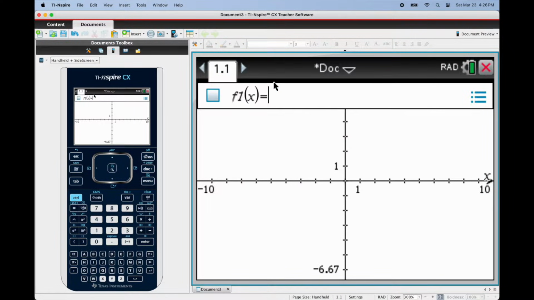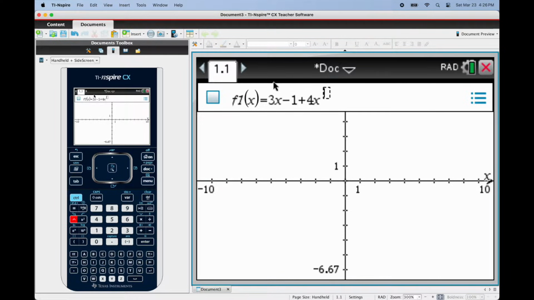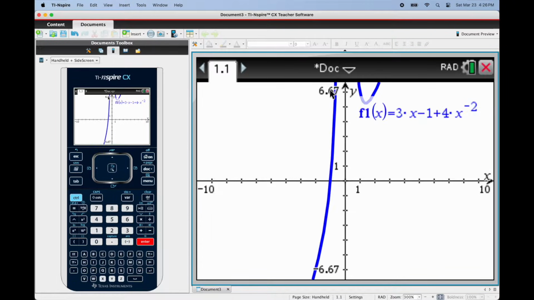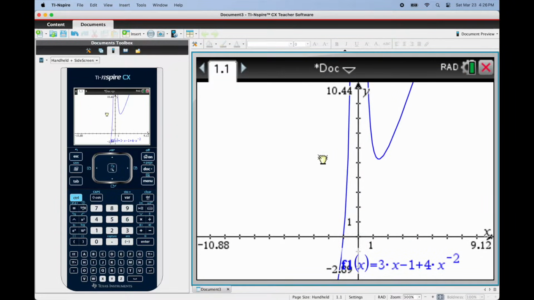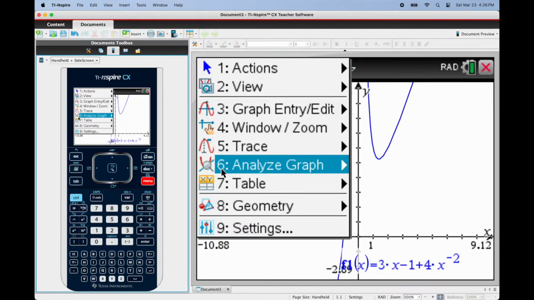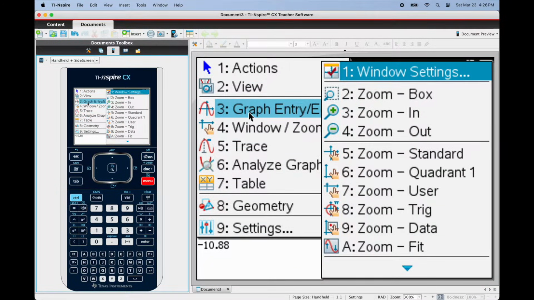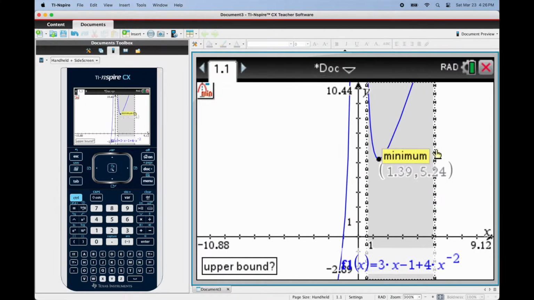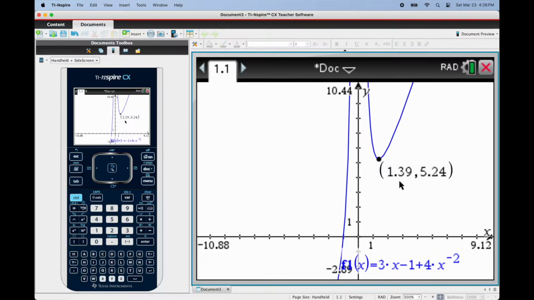All right, let's go into the graph calculator and graph this function. So 3x minus 1 plus 4x, and the calculator will accept this. We don't need to write this as 4 over x squared. We can write 4 times x to the negative 2. Right, so there's our function. Don't need to do any kind of zoom fit. And let's find the local minimum. So let's analyze graph. Let's find the minimum and see where it occurs. So when x is equal to 1.39, the y value is 5.24. All right. Let's go back to the document and write that out.